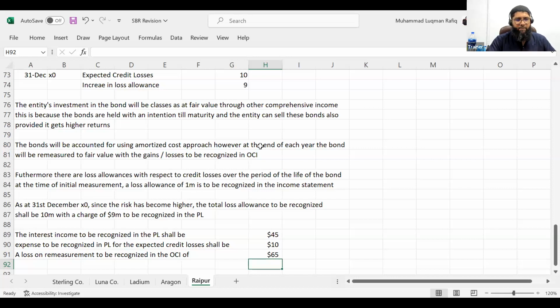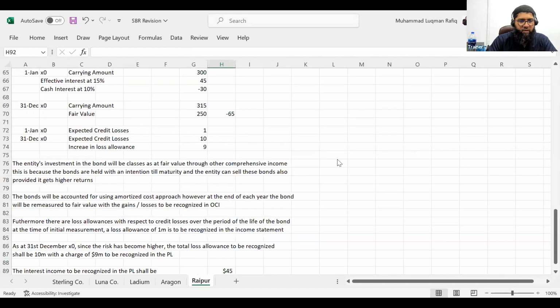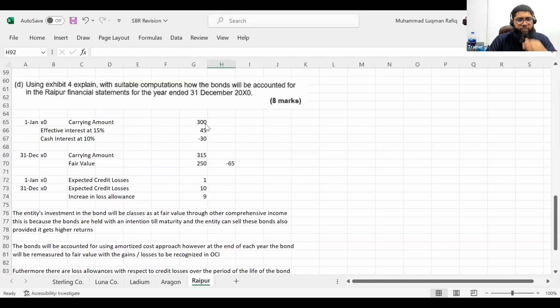Is that okay? For the 65 for the OCI, I got it like this. The initial carrying amount was 300, then the effective interest at the rate of 15% was this. Cash interest at the rate of 10% minus this, so resultingly the carrying amount becomes 315. The fair value is 250 million, and hence resultingly it's 65 million.